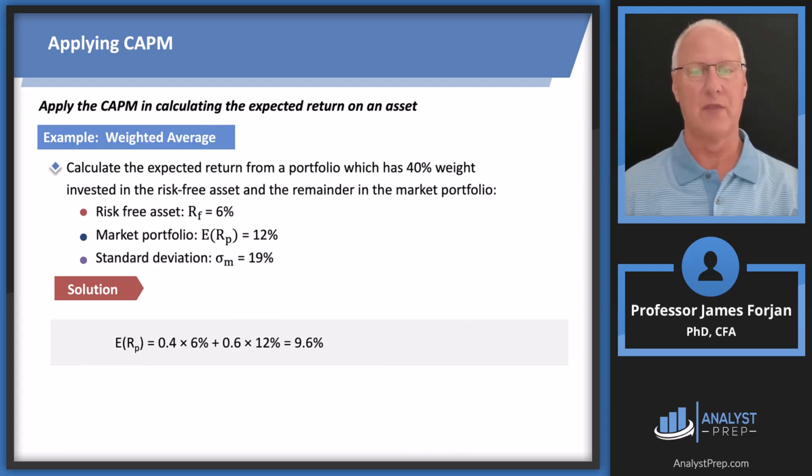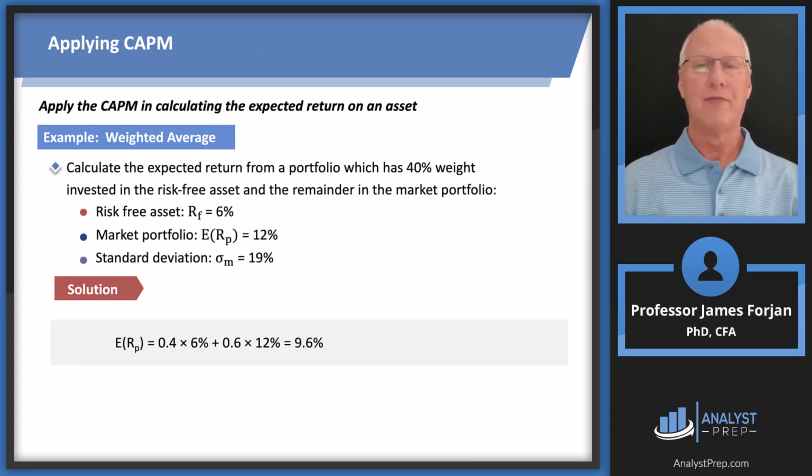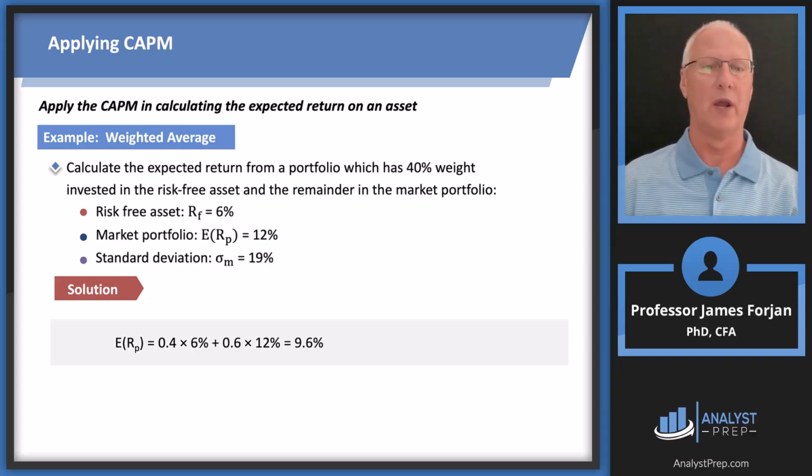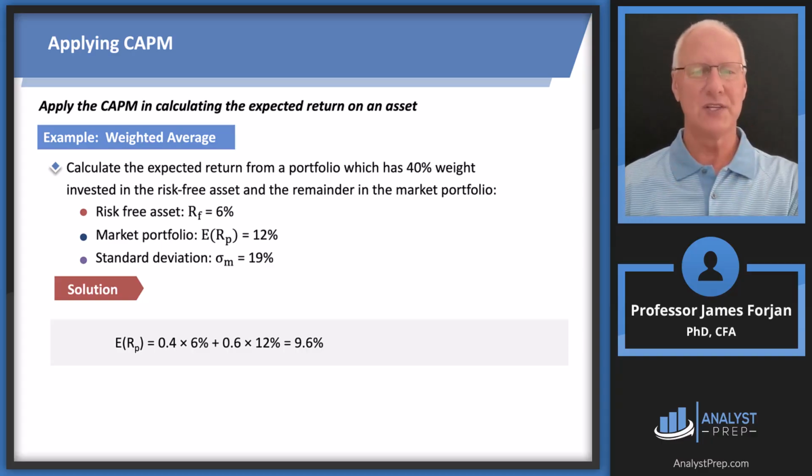Let me make sure I find the right one. All right, you ready? So 40% weight invested in the risk-free asset and the remainder in the market portfolio. So that must mean 60% in the market portfolio, right? So we have a risk-free rate, market portfolio, and then we just threw a standard deviation in there.